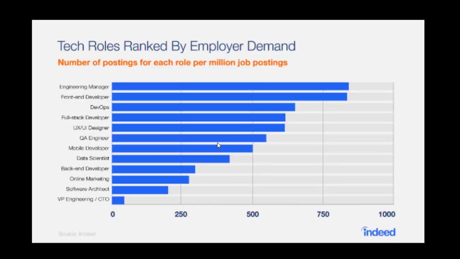All right, so this is what I was trying to talk about. I looked at it just today: tech roles ranked by employer demand, number of postings per million job postings. If that's right, that's quite a lot, if I'm not mistaken. So is that saying that in a million jobs, we are almost getting at, say, 850,000, tied front-end developer with engineering manager?